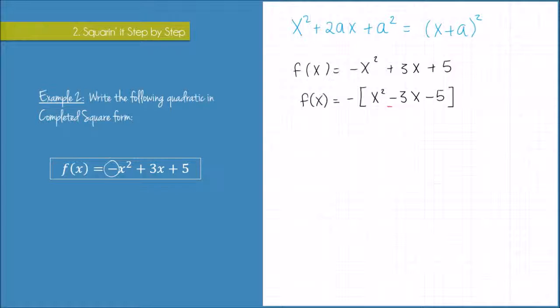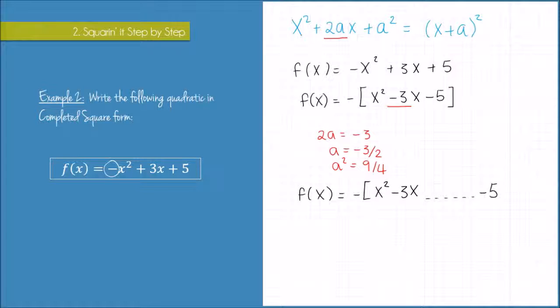So what do we do? We compare the number in front of the x, or the middle term, with 2a. So 2a in this example is equal to minus 3. So a is minus 3 over 2, which means our a squared is going to be 9 over 4. So let's write the function out again. f of x is equal to minus bracket x squared minus 3x. Leave some space for where we're going to do our steps. Minus 5. And what goes in this space? Well, it's our a squared. So we add on our a squared.